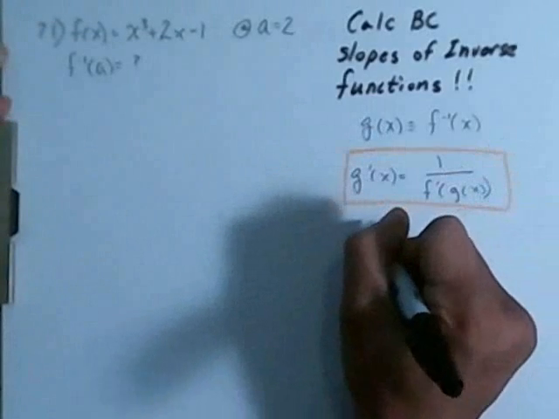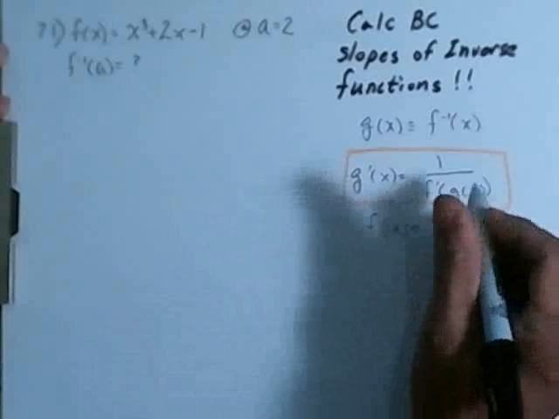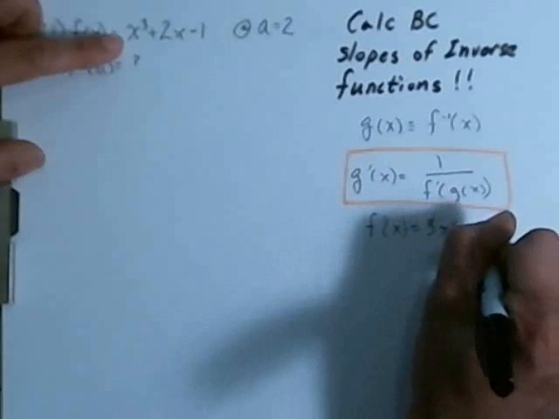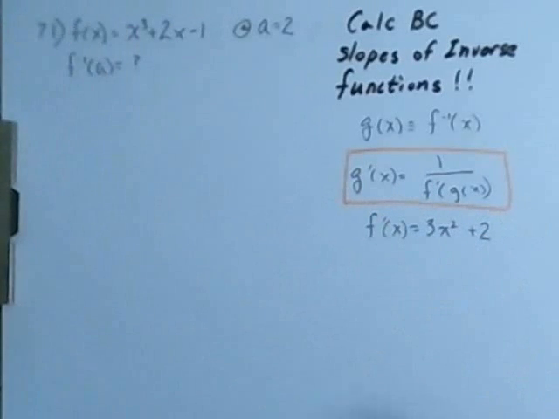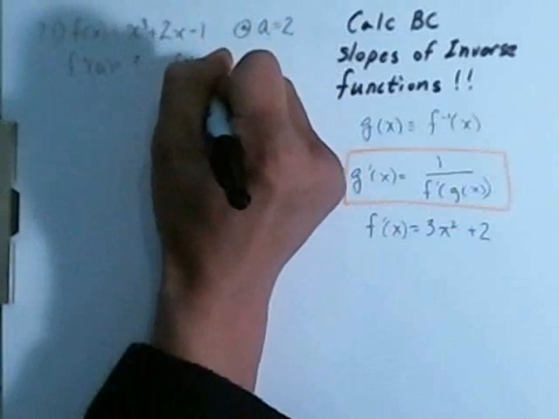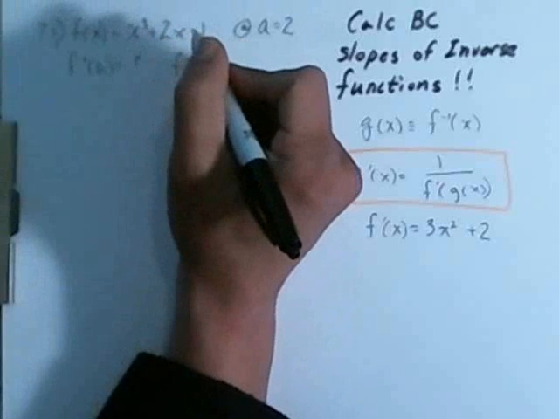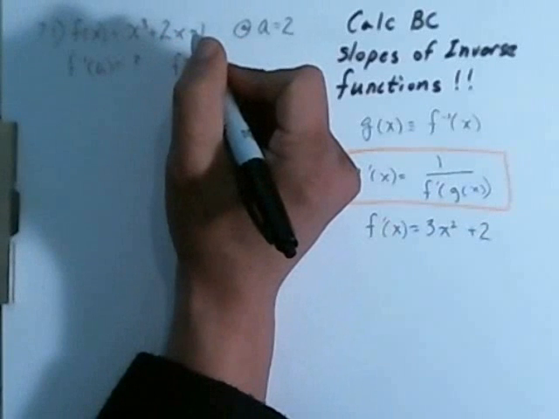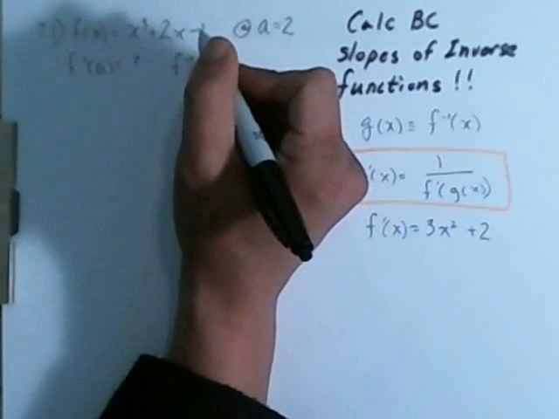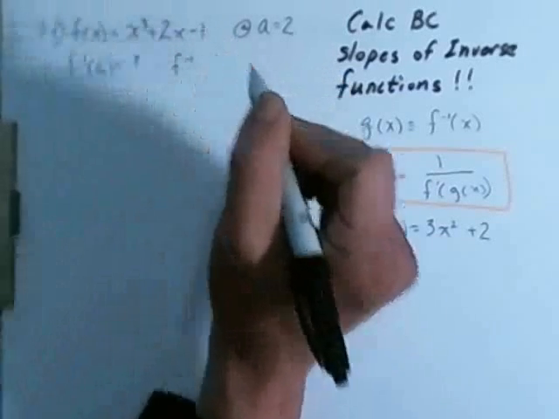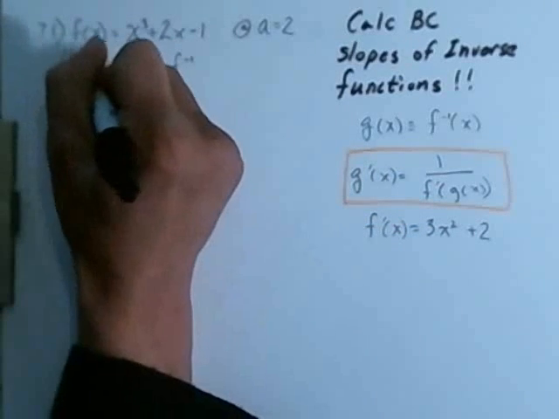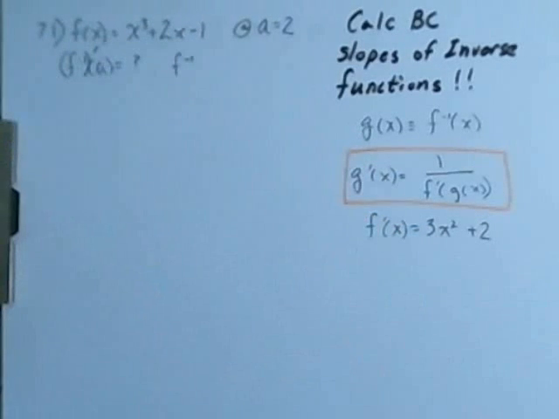So we want to first find f prime of x. f prime of x is going to be just taking the derivative of this. It's going to be 3x squared plus 2 using the power rule. And we want to find f prime, f inverse. What are we trying to find? Oh, I don't even know what we're trying to find. On number 71, it says find f inverse prime of a. So we actually had to find the derivative of that. Sorry about that.